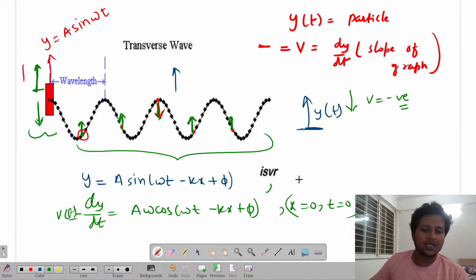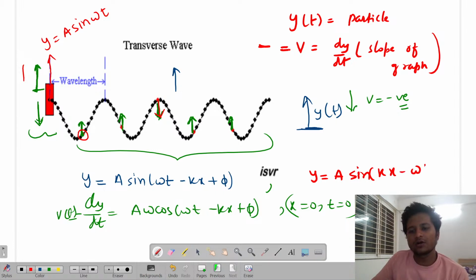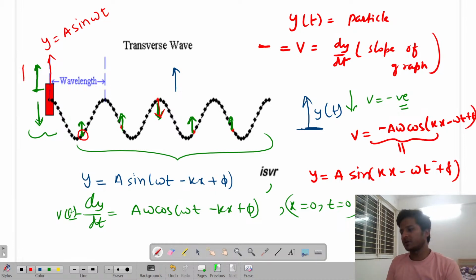But instead of adding pi, we can interchange and we say that the wave equation is written as y is equal to a sine kx minus omega t. Now you got the real answer. So if you differentiate it, you will get velocity as minus a omega cos kx minus omega t. Now you put t is equal to 0, phi is equal to 0, you will see that this is a negative velocity graph. Is that clear or not? Now you got the idea?